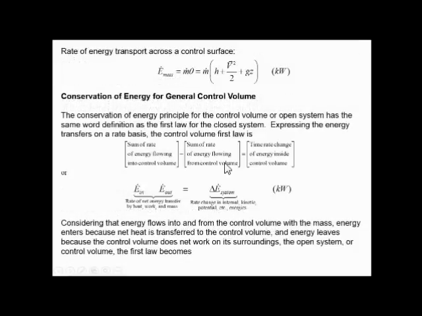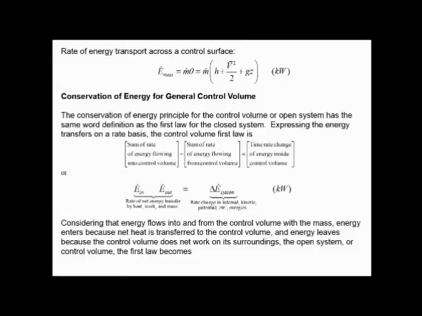Now, the rate of energy transport across a control surface is given as m dot. If you consider E dot mass, that means it is changing with time, the rate of change of energy. So it equals m dot, the rate of change of mass, times (h plus V squared by 2 plus gz).